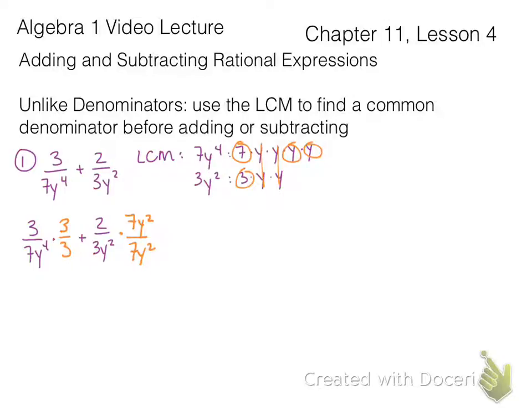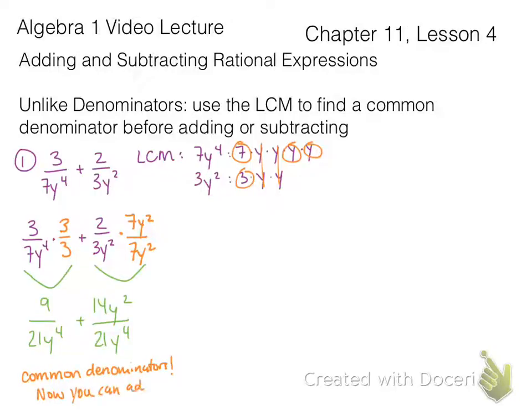So let's do the math. We've got 9 over 21y to the fourth and 14y to the second over 21y to the fourth. Again, you don't want to simplify this, because the whole point was to get a common denominator. Now that we have a common denominator, we can add. Yay, common denominator. Now you can add. We end up with 9 plus 14y to the second over 21y to the fourth.